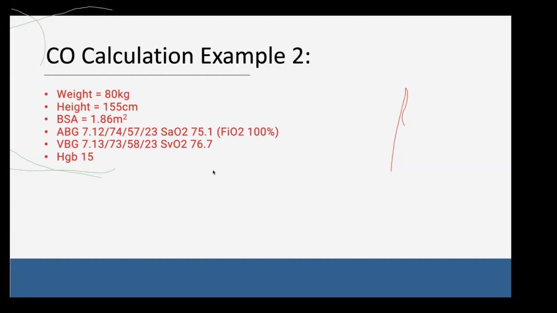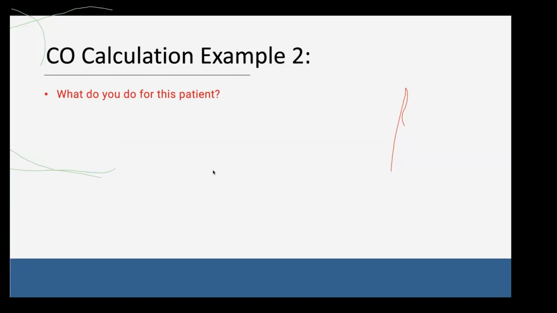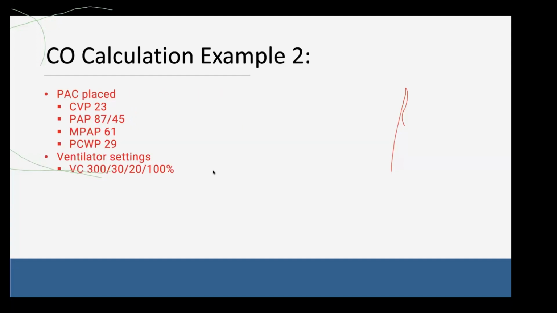So this patient actually went to the cath lab and had a PA catheter placed while also being stabilized. And these are the numbers on the PA catheter. The central venous pressure was 23. The PA pressure was 87/45 with a mean PA pressure of 61, and the wedge was 29. And this was in the setting of being ventilated on volume control with a tidal volume of 300, rate of 30, PEEP of 20, and FiO2 of 100%.